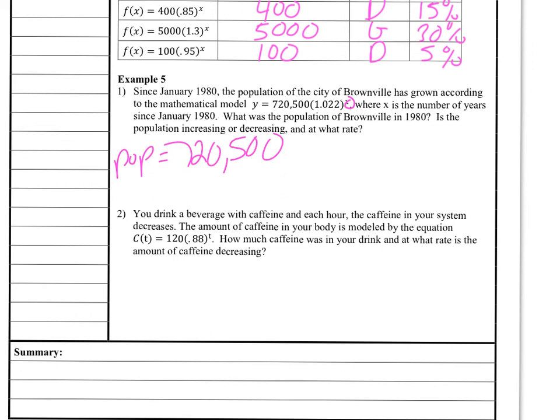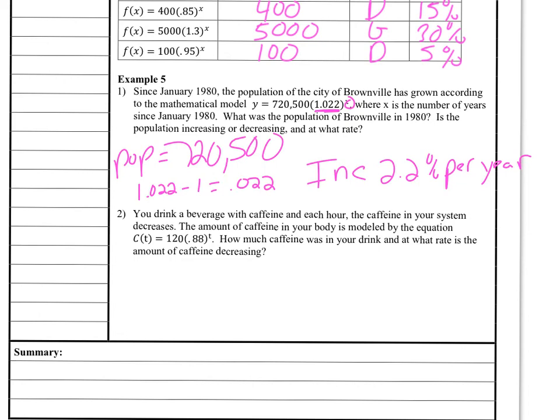Is the population increasing or decreasing? Now we take a look at the multiplier, the number inside parentheses. That is 1.022 minus 1, which is going to give us 0.022. That is how far it is from 1. It's above, so it is increasing. And at a 2.2% rate, or per year. Okay? There we have it.